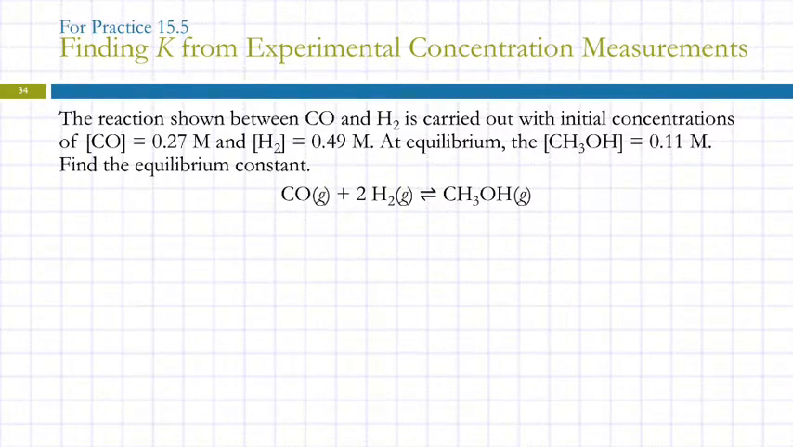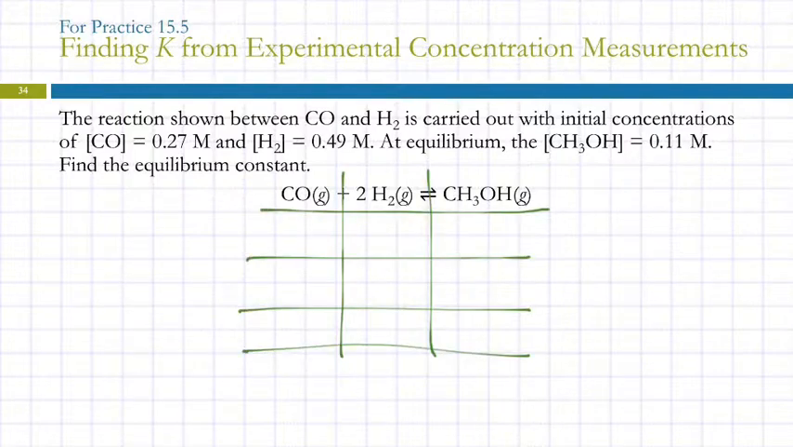So let's do an example with an actual chemical equation. So the reaction shown between carbon monoxide and hydrogen is carried out with initial concentrations of carbon monoxide at 0.27 molar and hydrogen at 0.49 molar. At equilibrium, the methanol concentration is 0.11 molar. Find the equilibrium constant. So we need to make an ice table. So we can actually just build the ice table below the chemical equation. So here's I, initial, C for change, and E for equilibrium.